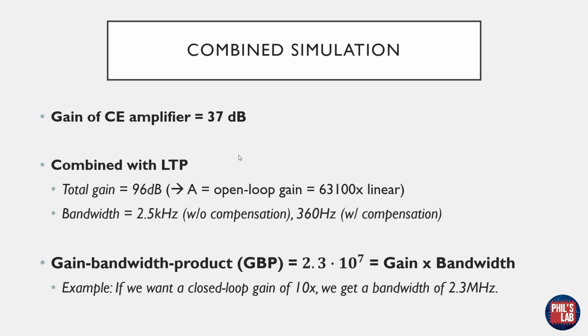Now, combining this common emitter amplifier with the long-tailed pair we just saw, we can combine the gains in simulation and also look at combined bandwidth. The total gain then is about 96 dB. And we can convert that to, remember, our open loop gain, and that's just over 63,000 linear. So pretty respectable for only these two very simple stages.